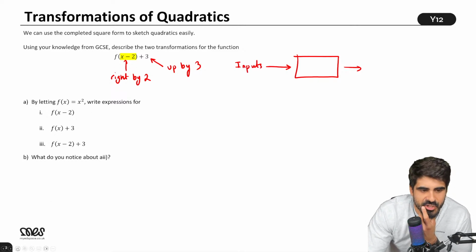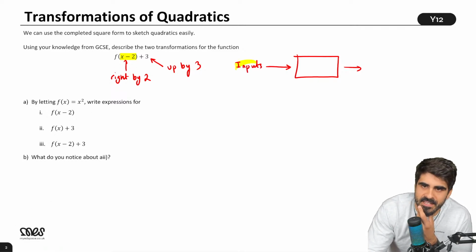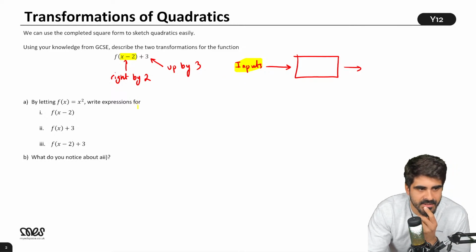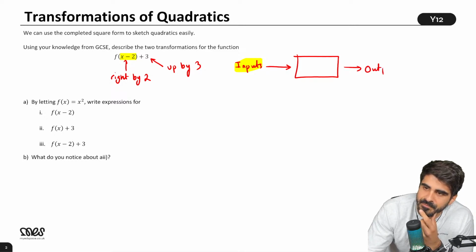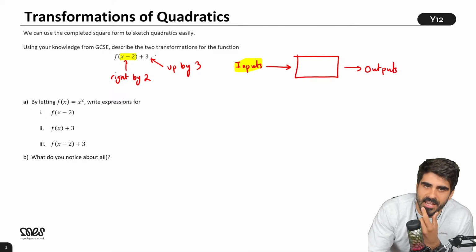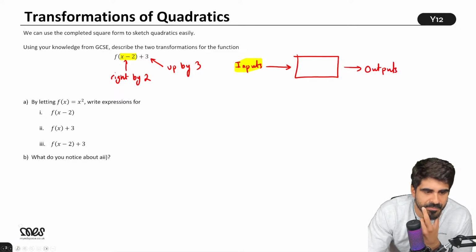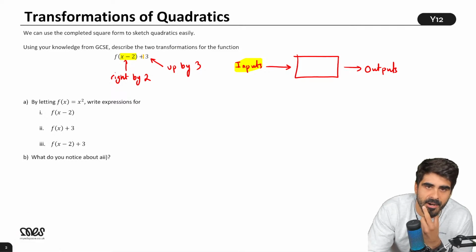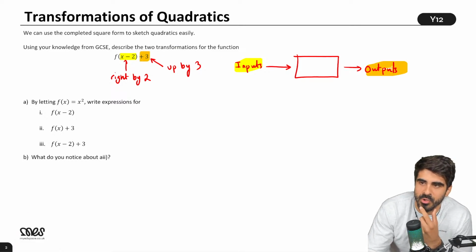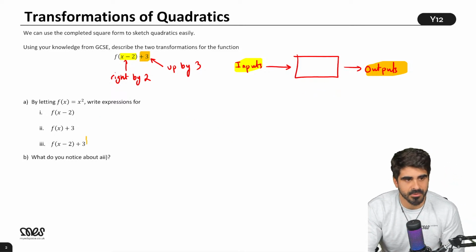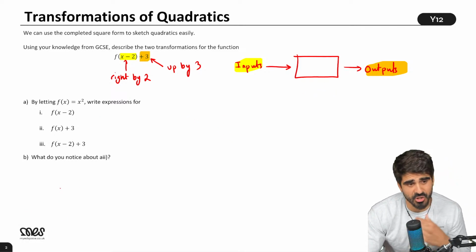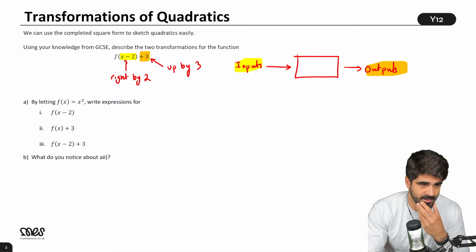So the x minus 2 is known as the inputs. That's affecting the inputs. That's why it's moving right, because it's affecting the x values. And then what comes out of that is the outputs, right? Now, the outputs are what's outside of the bracket. That's affecting the numbers that come out, that plus 3, which is why it's moving up or down. It's looking at the y values. So, I'm going to show you how it relates to quadratics, yeah?